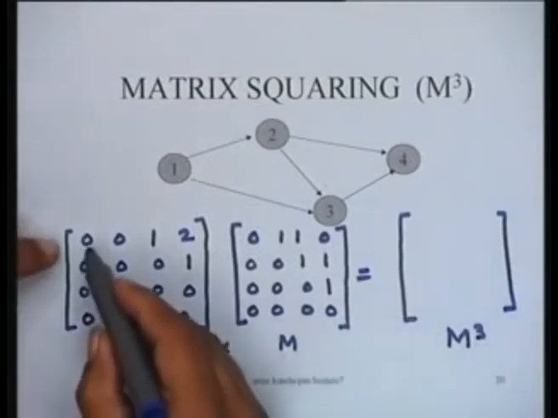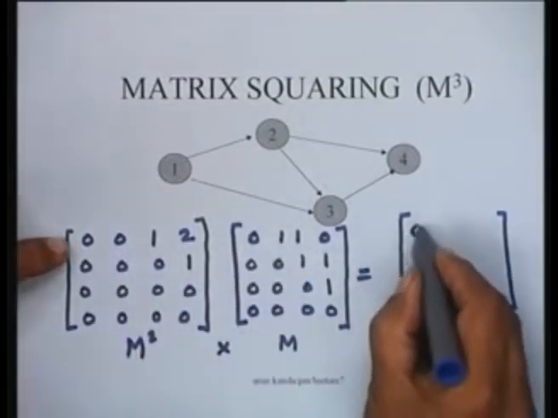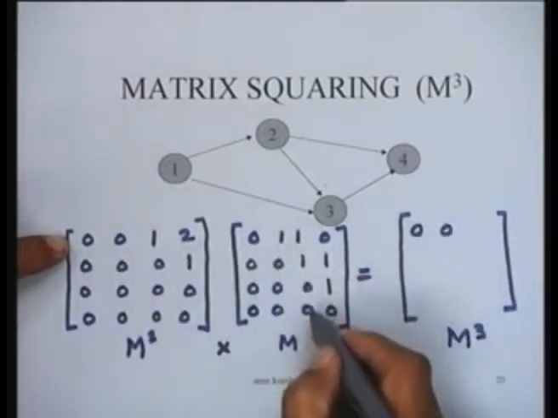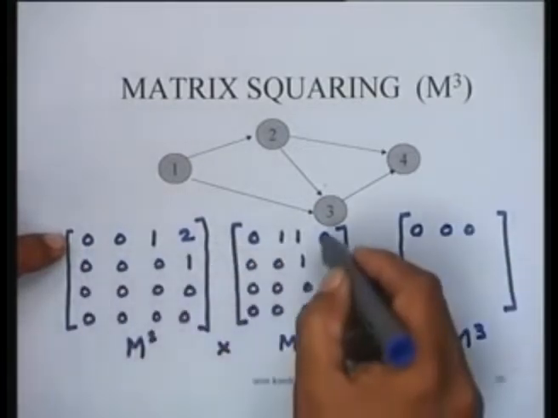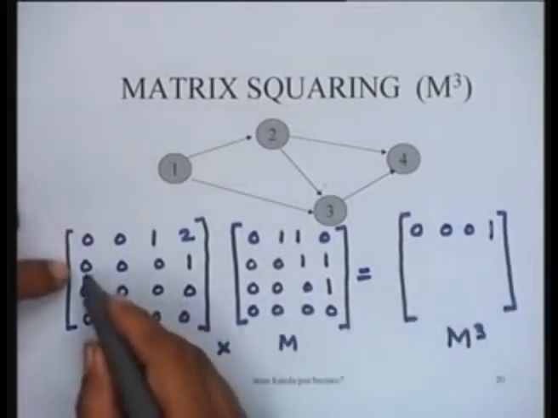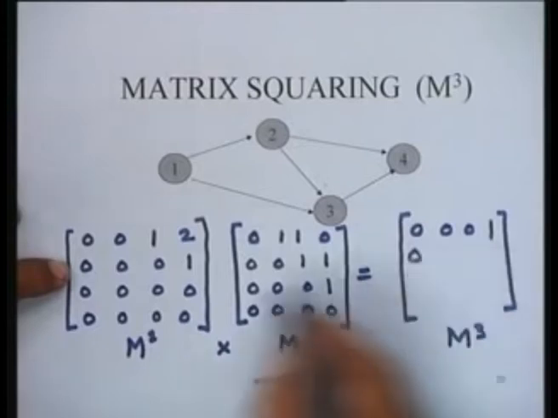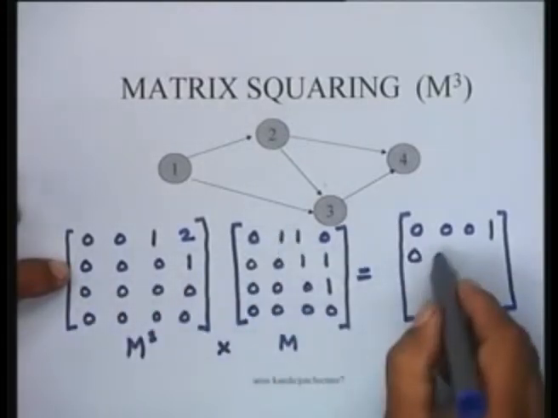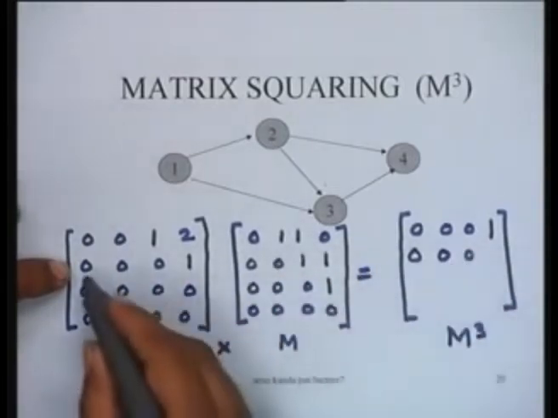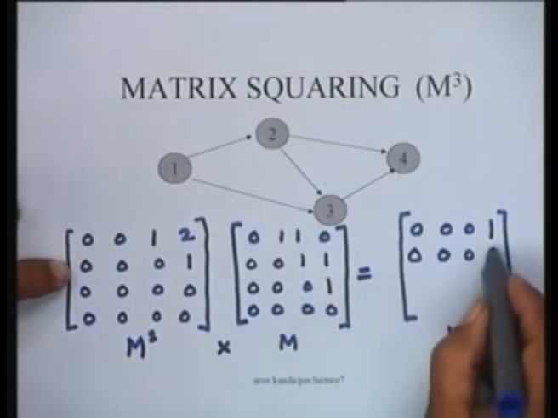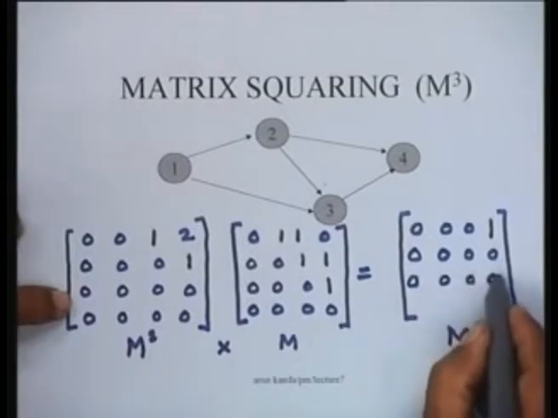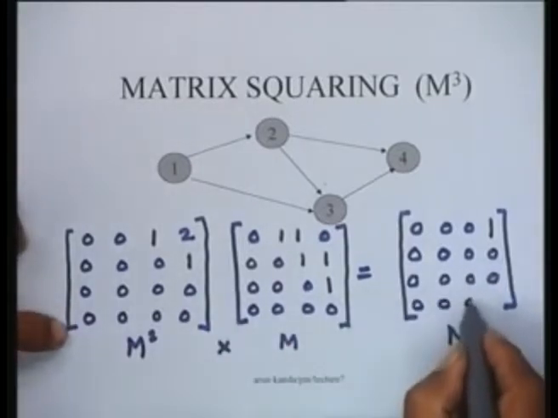You can see here, first row into first column will be 0, first row into second column will be 0, first row into third column will be 0, first row into fourth column will be 1. Second row into first column is 0, second column is 0, third column 0, and fourth column is also 0. Third row will be all zeros, and the fourth row will also be all zeros.